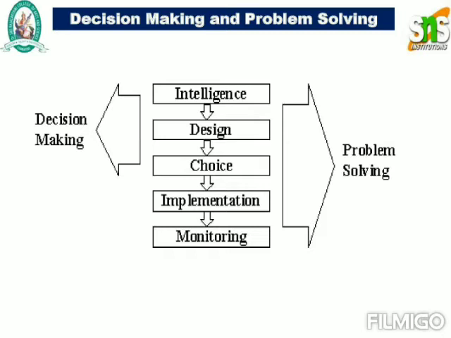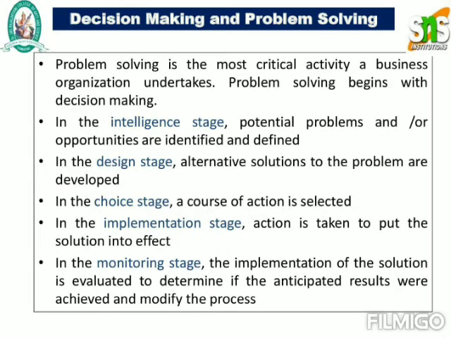Next, we'll discuss decision making and problem solving. What is meant by decision making and what is meant by problem solving? Problem solving is the most critical activity a business organization undertakes. Problem solving begins with decision making. There are five different phases: intelligence phase, design phase, choice stage, implementation stage, and monitoring stage.